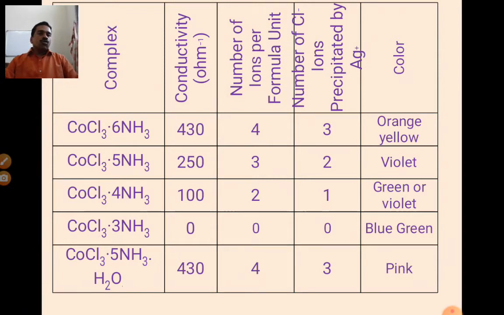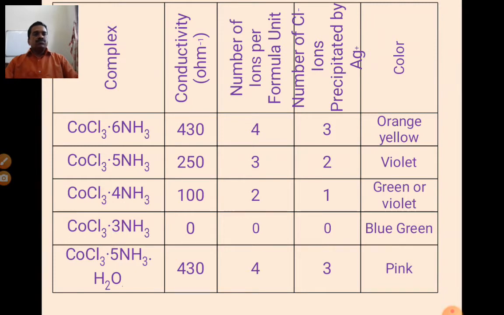Werner used the molar conductance of solutions of these complexes to find out the number of ions per unit formula, and the precipitation of chloride ions by silver nitrate to find out the number of chloride ions. The first complex was orange-yellow in color. The molar conductance of its solution indicates there are 4 ions. Out of these, 3 chlorides were precipitated by silver nitrate, indicating that there are 3 chloride ions and 1 coordination pair. The second complex was violet in color.